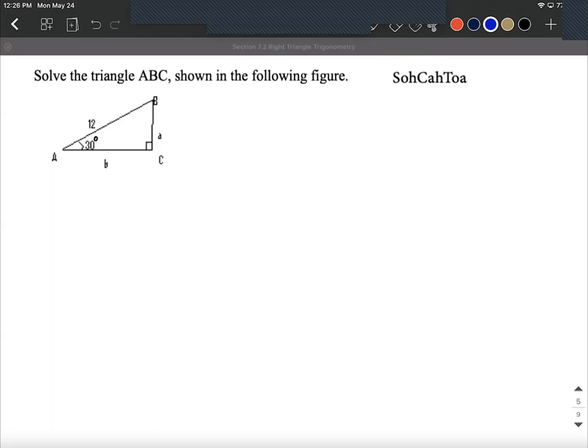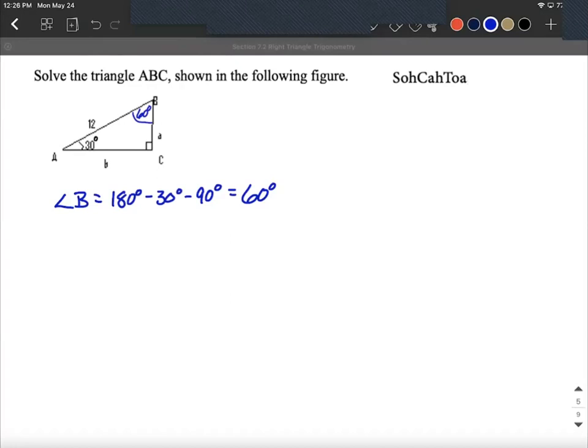So the first thing, probably the easiest thing to find, is angle B. It's important to remember that all of our angles always add up to 180 degrees. So if we want to calculate angle B, what we can do is start with 180 degrees, subtract off the 30 degrees that angle A is, and then the 90 degrees that angle C is. This is going to leave us with 60 degrees up here for this angle.